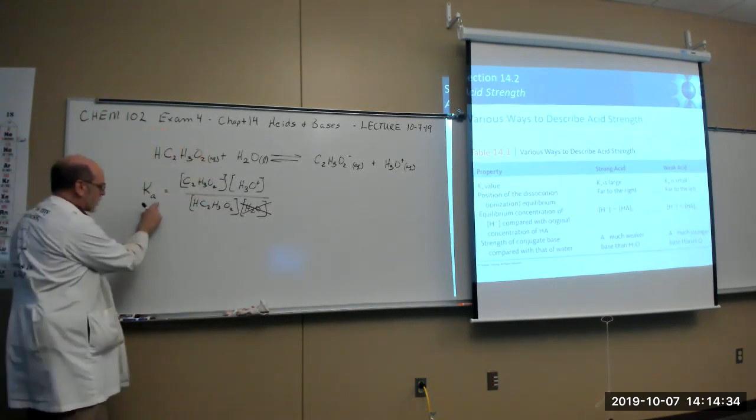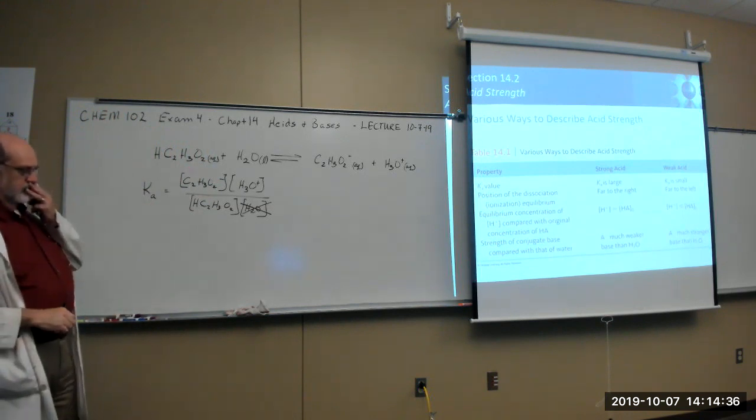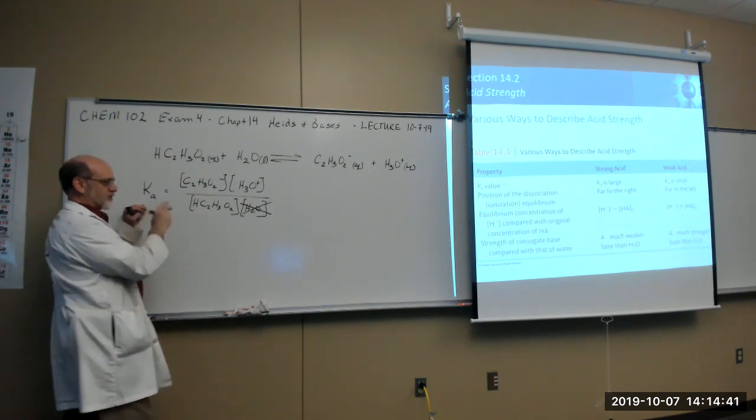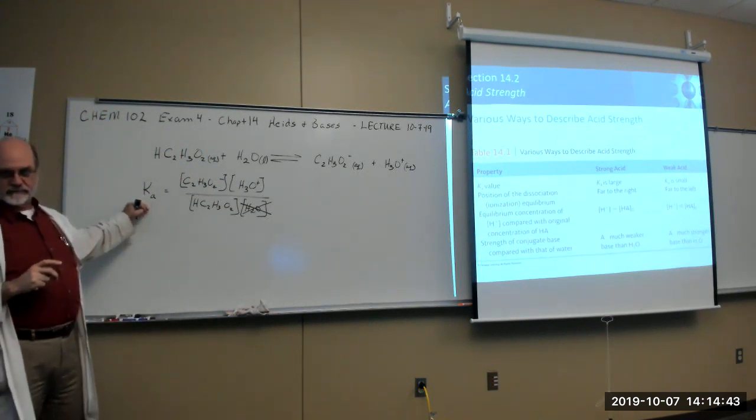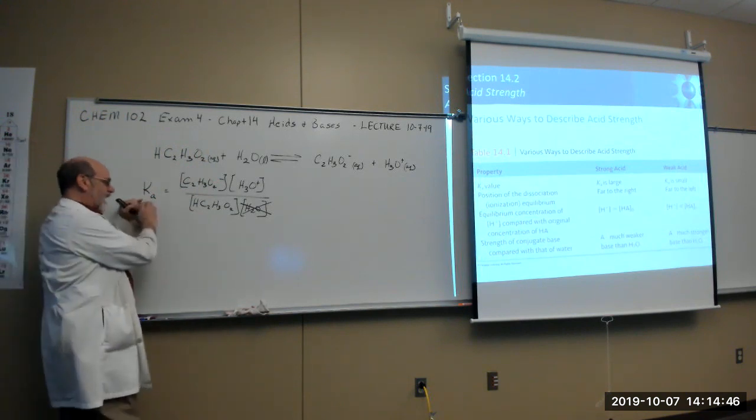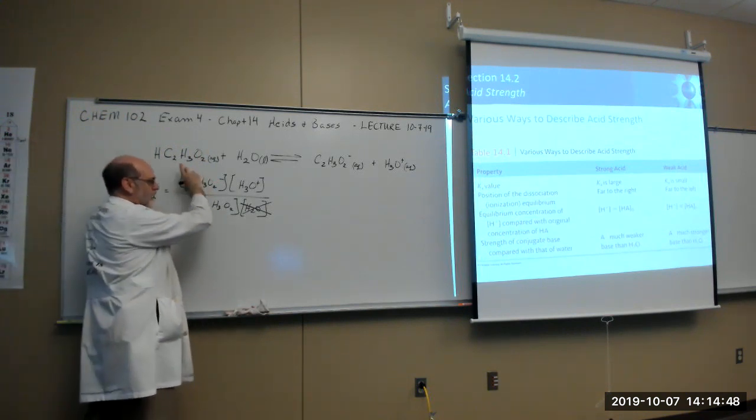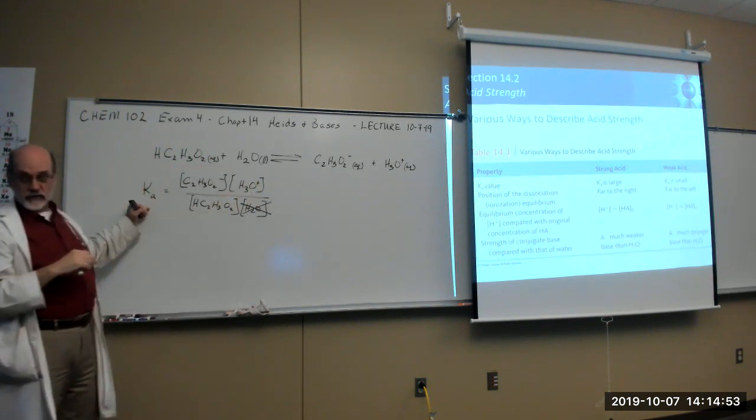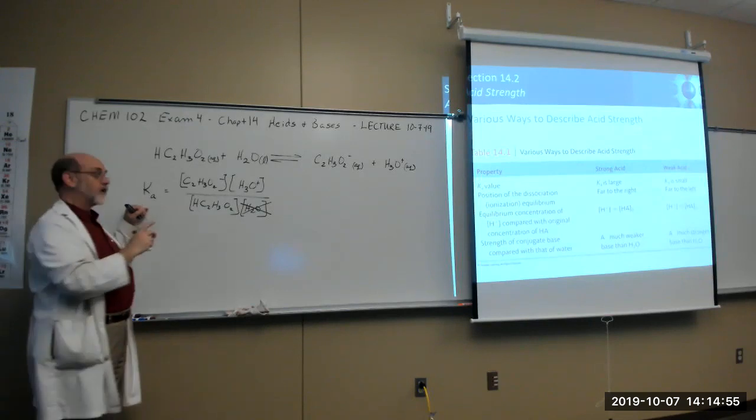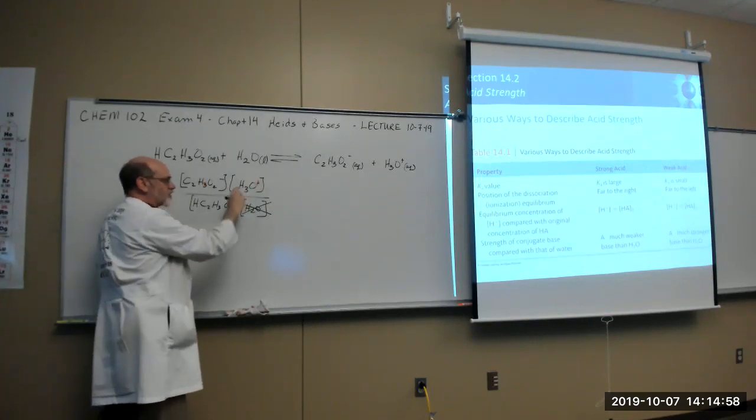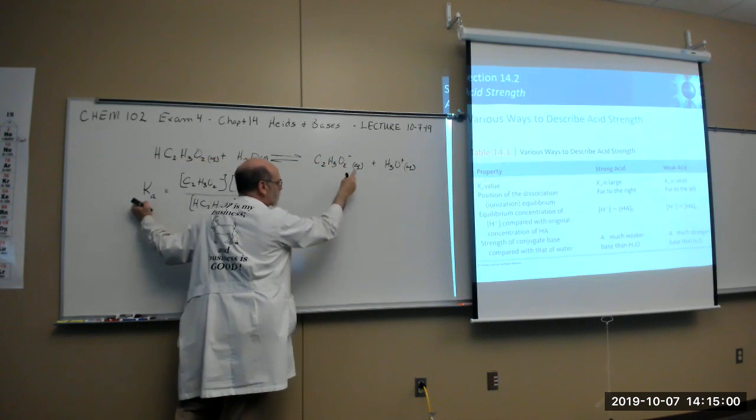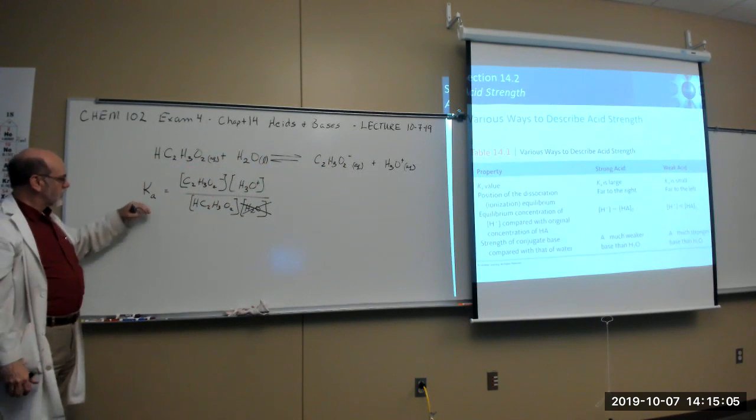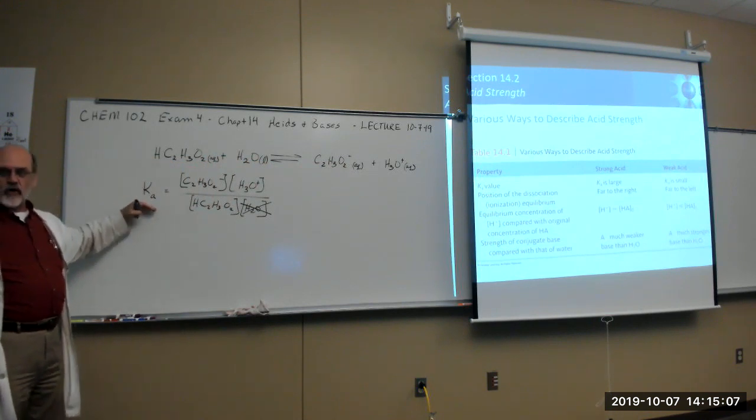If this Ka value is very large, what does that mean in terms of acid strength? If this Ka is large, that means the numerator is a large value and the denominator is a small value. So if that's true, then the large value in the numerator says there's a lot of this, there's a lot of product. So the larger the Ka value, the stronger the acid.